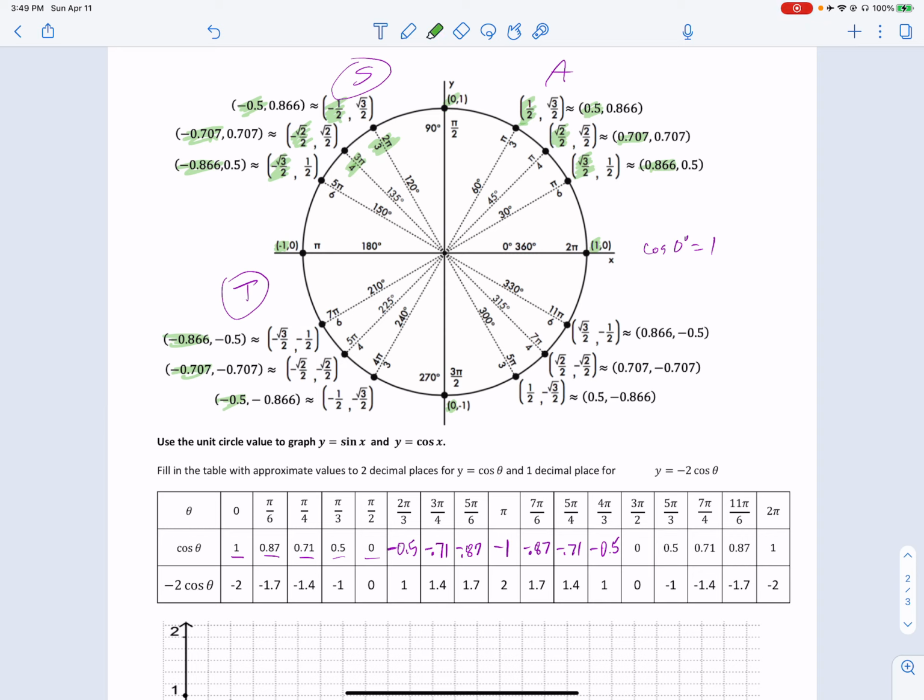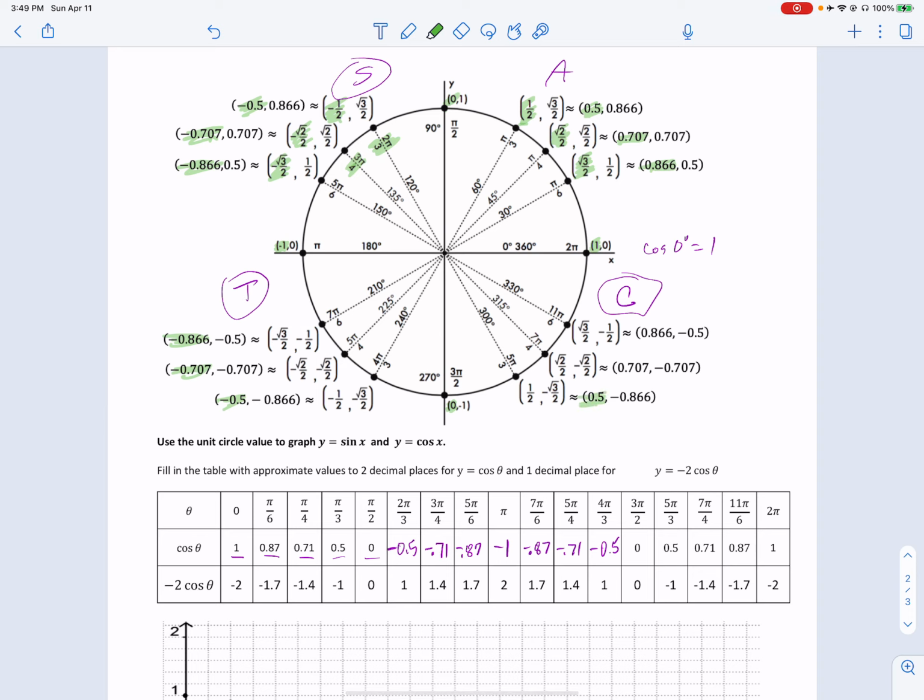And then I filled in the rest. You're just going to, in quadrant 4, remember it's all students take calculus. So finally, cosine is positive in quadrant 4, and its reciprocal function secant is positive in quadrant 4. And that's because your x coordinate is positive in quadrant 4.